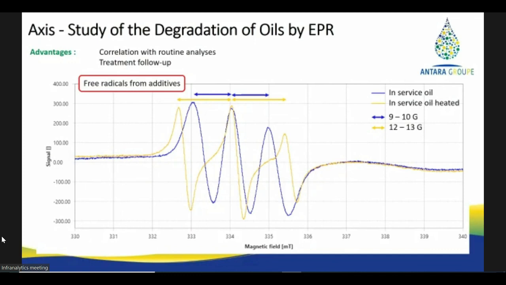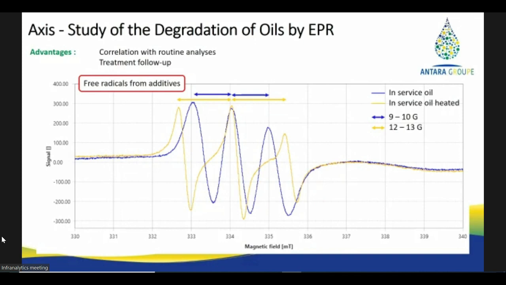The advantage of this technique is you can correlate it with the routine analysis we do every day in the lab. As I said, we monitor the oil degradation with different techniques, and the EPR helps us to understand what we can't understand with the other techniques. So this is really nice.